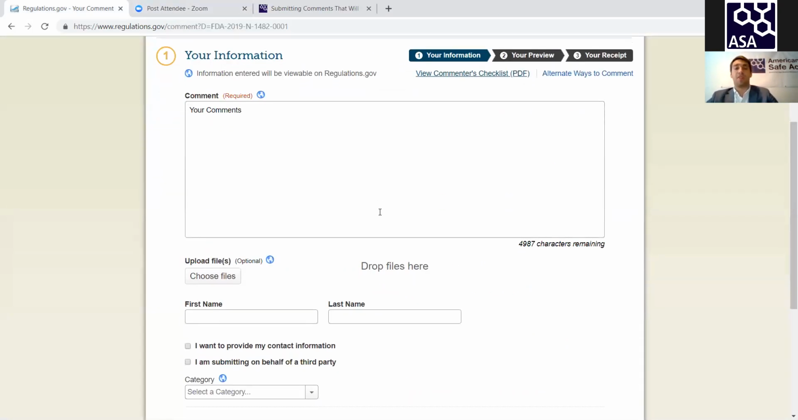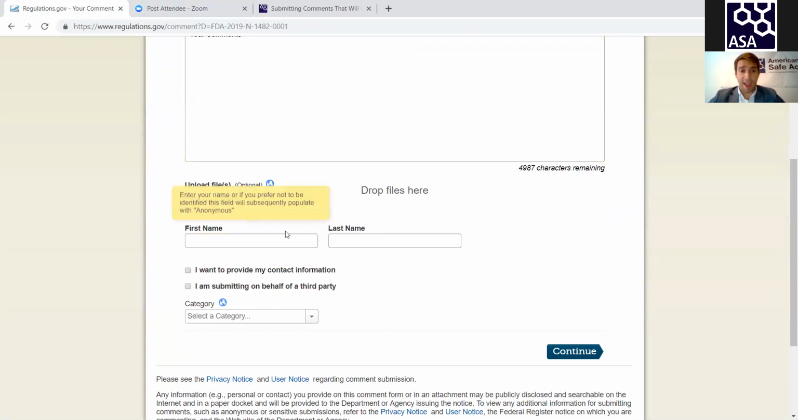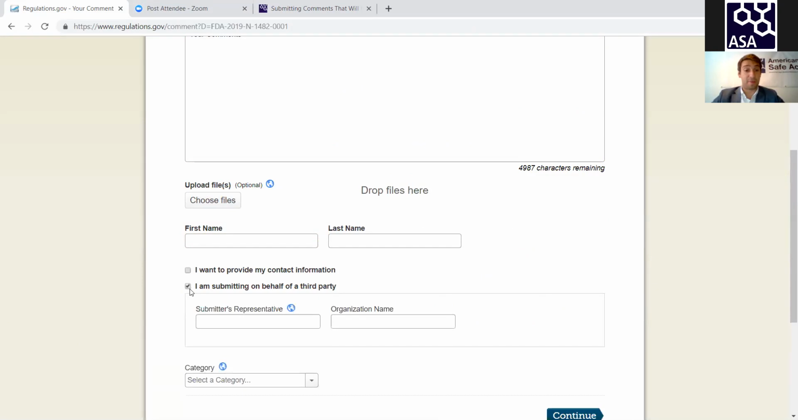So back to the comment submission form. It asks for your name. Your name is not required. If you're submitting on behalf of your organization, you can select I'm submitting on behalf of a third party and then put your name and the organization.